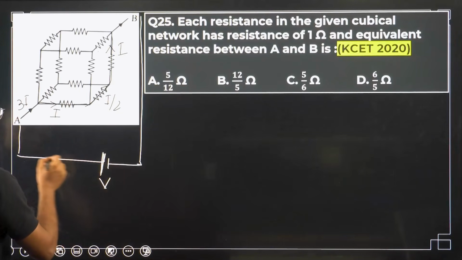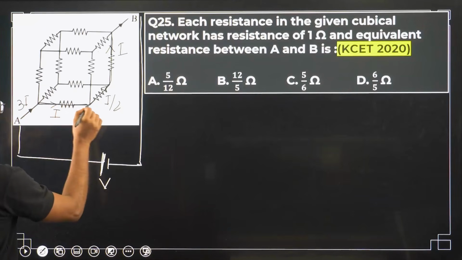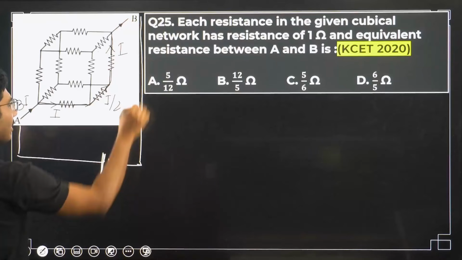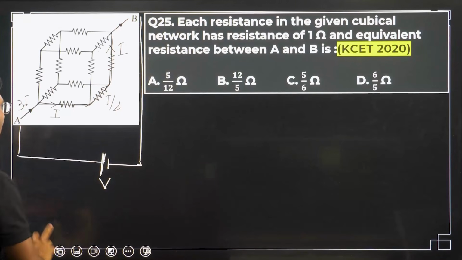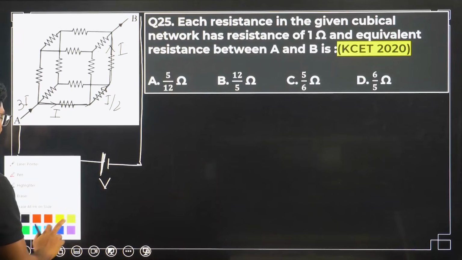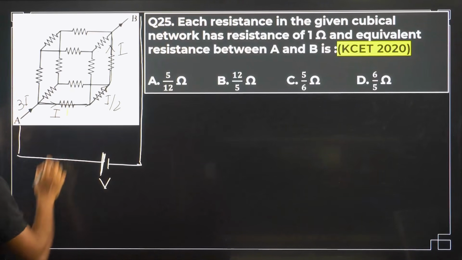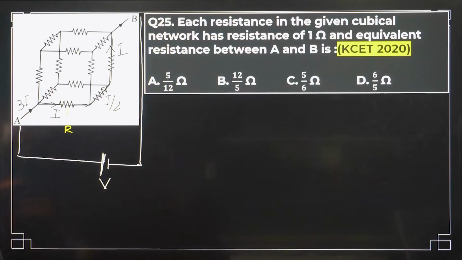You start here, you go over here, you pass through the arrow mark route, and then again you come back over here. This is a closed loop, right? Closed loop means we can apply Kirchhoff's voltage law. So suppose every resistance is R. For now I am assuming every resistance is R, not 1 ohm.